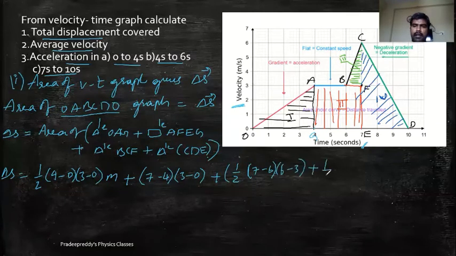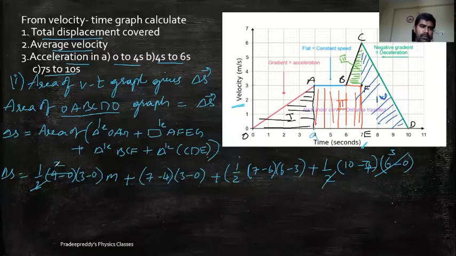Plus the last triangle, half into base DE. DE is 10 minus 6. Sorry, 10 minus 7. And height is CE. CE is 6 minus 0. Okay, and this becomes 3, and this is 1, and this will cancel, this also, and here it is 2.